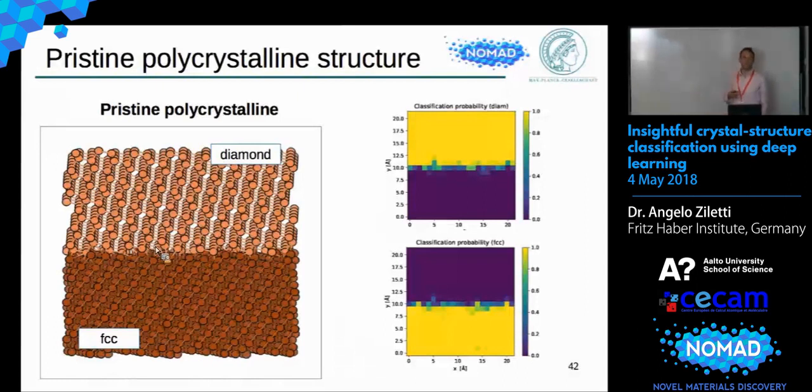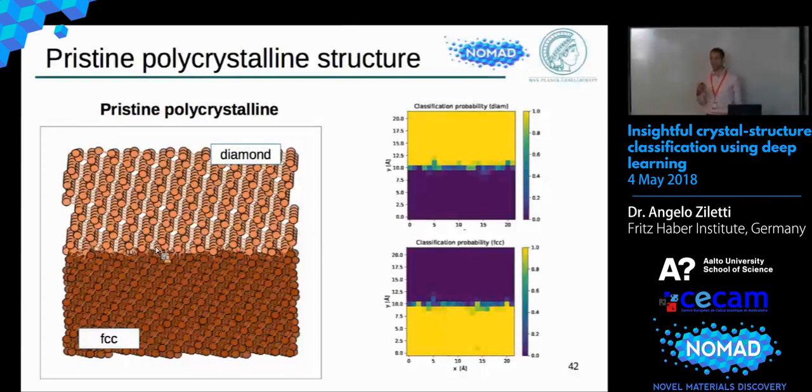And here you do the same for the classification probability as face-centered cubic, and here you get 0, so this is diamond, it's not FCC, and then you're very sure that this one is FCC. And interestingly, here on the boundary, the neural net is unsure, and that's actually right, because which kind of structure is that? It's an intermediate one. There's no FCC, no diamond. So that's nice, you can also detect grain boundaries in this way.